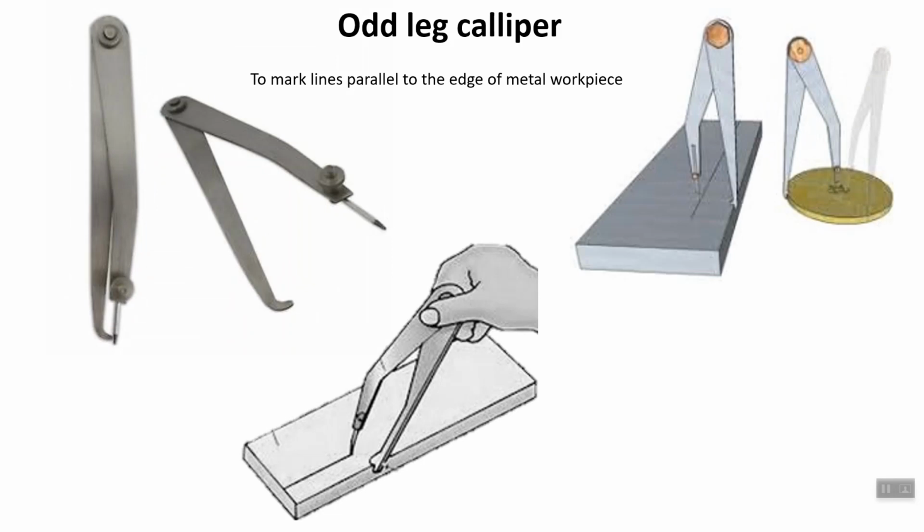So this is an odd leg caliper. It looks like a divider, but it has only one edge, which is very sharp. The other part is called the dog leg part. This part is like a hook, as you can see here, and you pass it along one edge, and it makes a line parallel to that edge. This is an odd leg caliper, used to mark parallel lines onto metals.